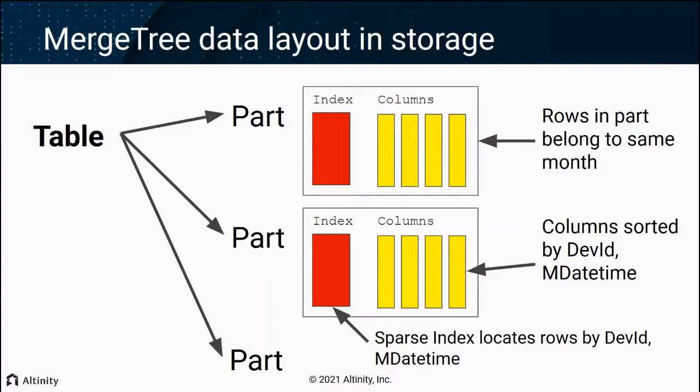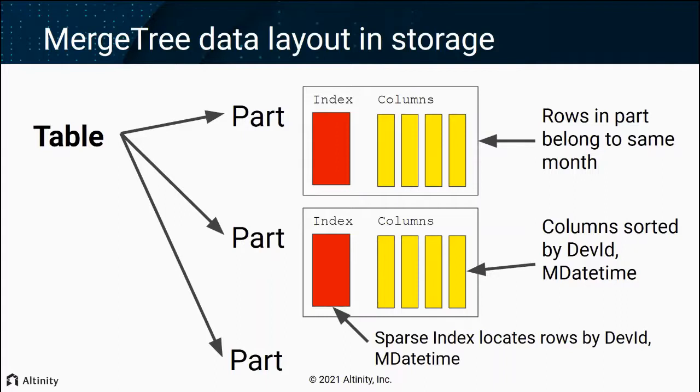Within the part, we'll also see that the columns are all supported by the sort key, in this case, dev ID and mdate time. What that means is the data has this preferential sorting, and that has some interesting consequences as you get into schema design, because, for example, some sort orders allow you to access the data more efficiently. Some sort orders also compress better because they may line up the data in a way that there's less variation. And then finally, there's a thing called a sparse index.